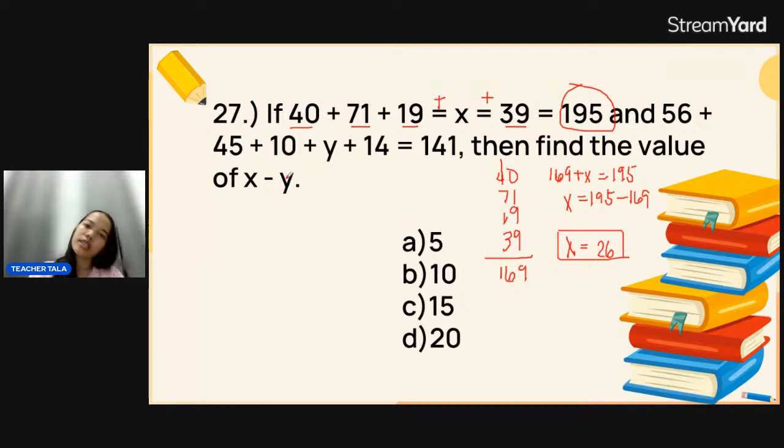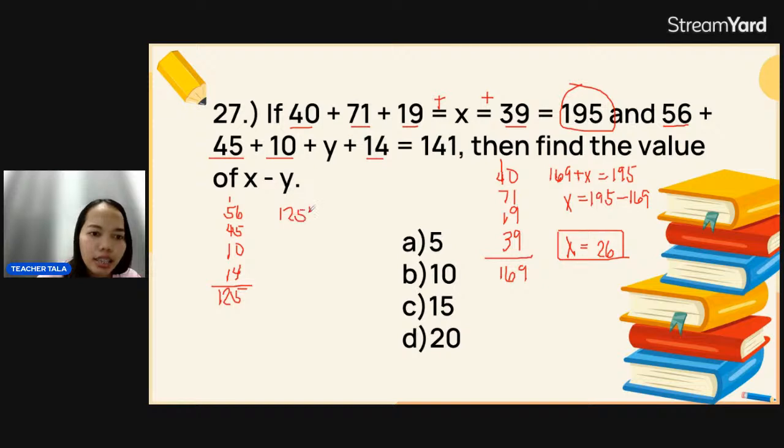Now, let's find the value of y. So, of course, the same steps. 56 plus 45 plus 10 plus 14. So, i-add natin silang lahat. 45, 10, 14. So, 6 plus 5, 11 plus 4. That's, so 5, 4, 10, 12. 125. So, ang mangyayari is 125 plus y is equal to 141.